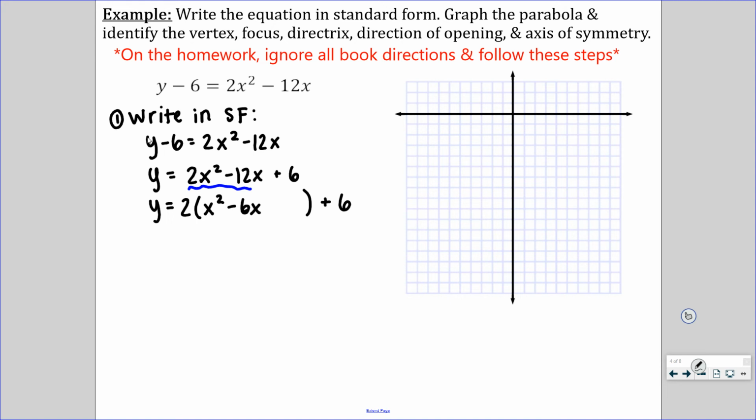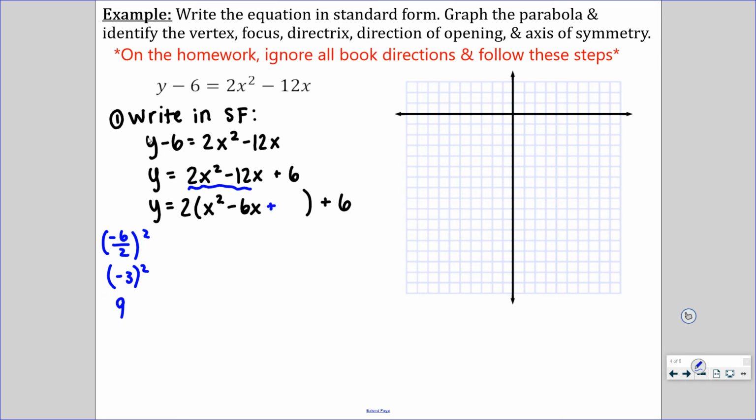Okay, Riley said 9. You're right. How'd you find that number? Divided 6 by 2 and squared that number. Remember that little formula? You take half of b and then you square it. So half of -6 is -3, squared, 9 is our magic number.